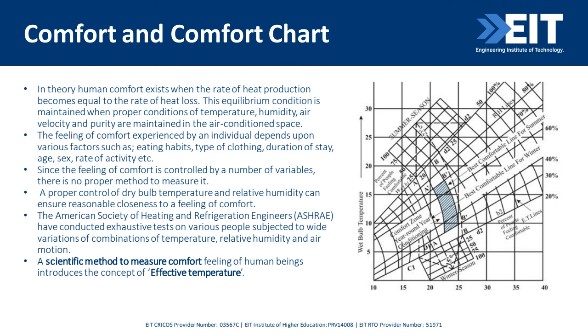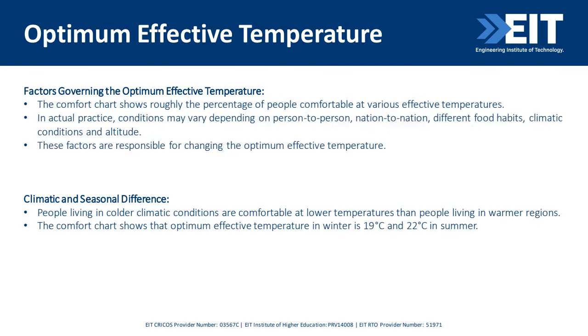And on the psychrometric chart, they have defined what are the comfortable conditions for the human. So we talked about the variables, and the American Society of Heating and Refrigeration Engineers have conducted an exhaustive test on various people subjected to wide variations of combination of temperature, humidity, air motion, and the scientific method to measure comfort is then to introduce the concept of effective temperature. And the effective temperature is then in that psychrometric chart that has been defined.